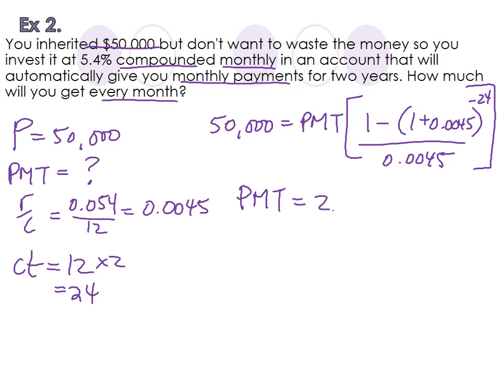I get a payment of $2,202.54. Hopefully that's what you got. So that's how much that you can withdraw every month for 2 years. Again, if you want to see if that makes sense, take that number, multiply that by how many withdrawals you made, which was 24. When you do that, I get $52,860.90, which that's a good thing.